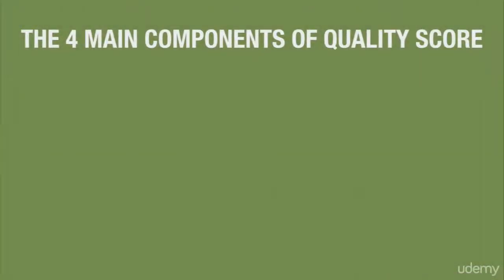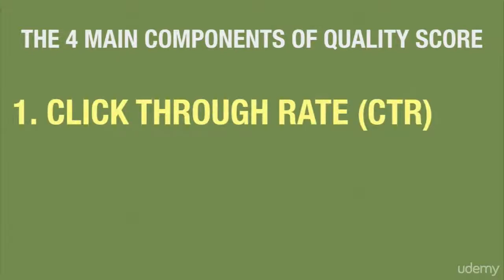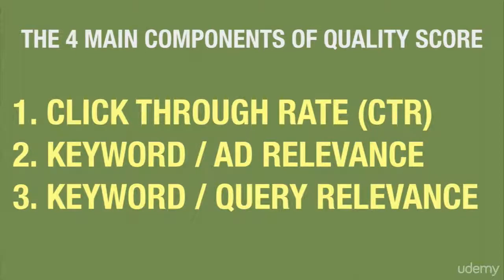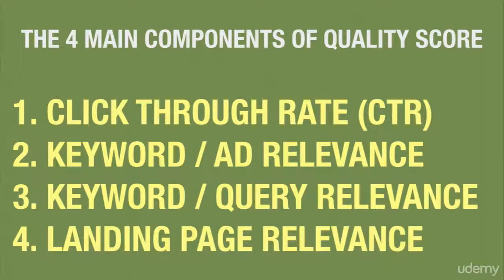There are four main factors that Google considers when calculating keyword level quality score on the search network. Click-through rate is the number one most important of them all. There are a number of important details to discuss here, and we'll get back to them shortly. The second factor is the relevance between the keyword and the actual ad text. The third factor is the relevance between the keyword that triggered the ad impression and the actual query the user typed into the Google search box. And the fourth factor is what we'll call landing page relevance. Let's take a closer look at each of these factors individually.